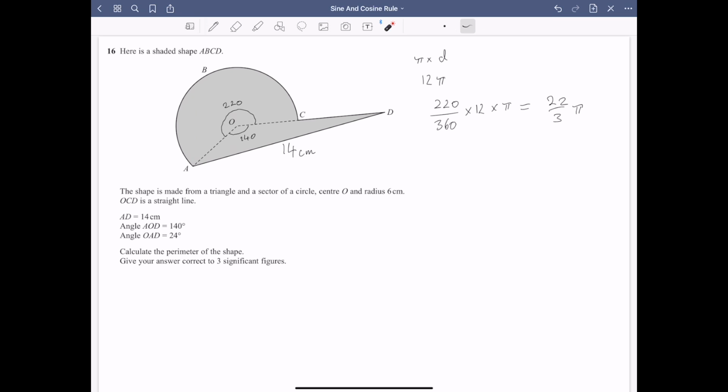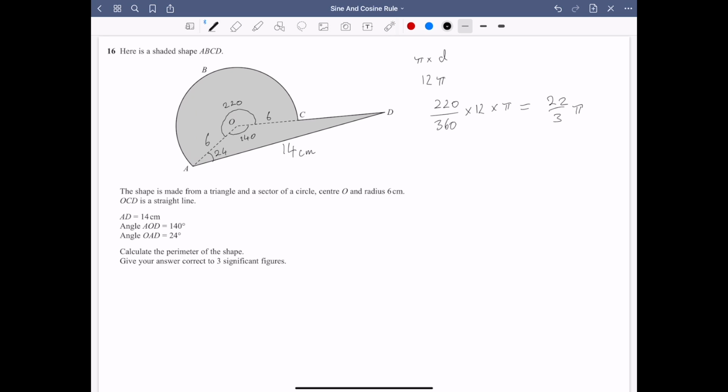So then the last bit we need to work out is CD. Okay? So what do we know? We know the radius of the circle is 6, so we know this bit here is length 6. That's just O to C, right? And similarly O to A is also 6. And what do we have here? Well, we have this side and this angle, and we want to work out this side. But we're also told the angle OAD is 24 degrees, which is this angle.